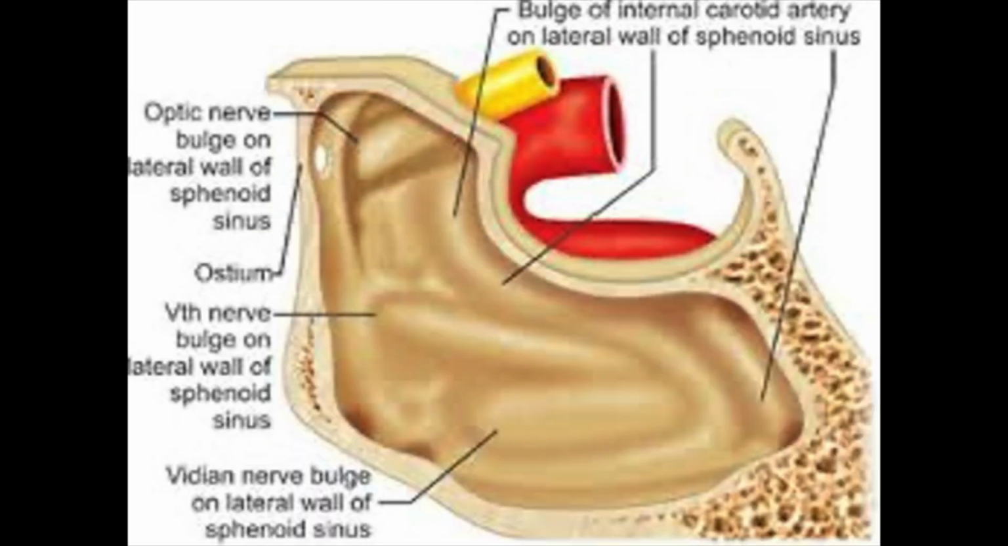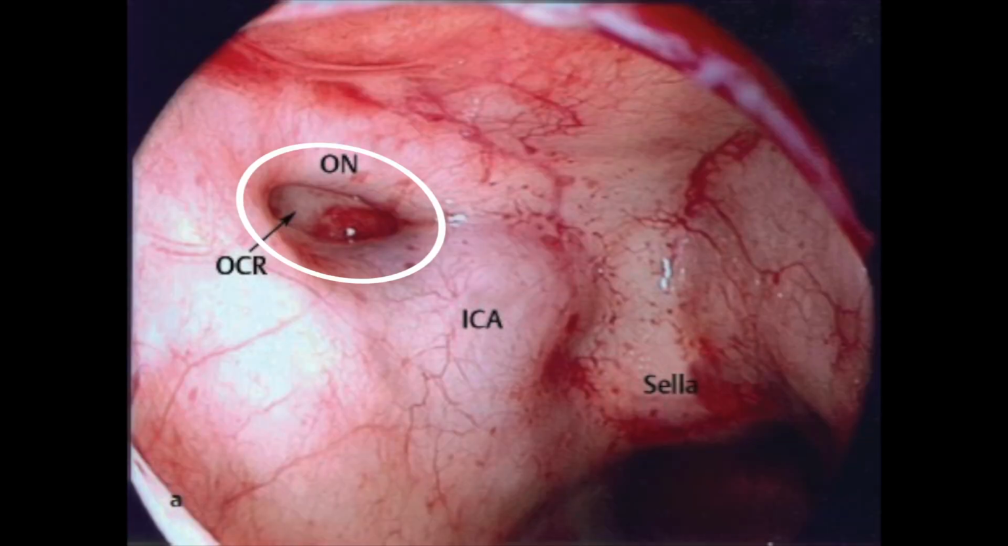The internal carotid artery in the carotid canal extends along the sphenoid bone in the lateral wall of the sphenoid sinus, inferior to the optic nerve. The opticocarotid recess is a variably sized depression between these two vital structures.